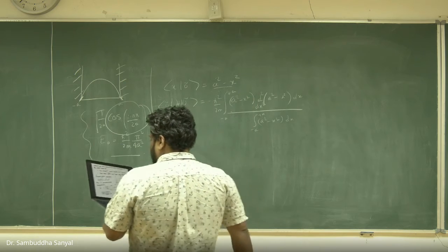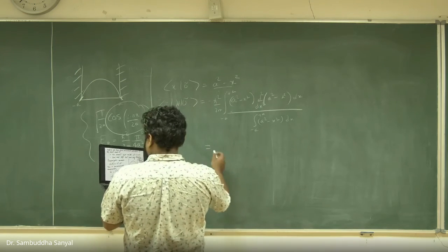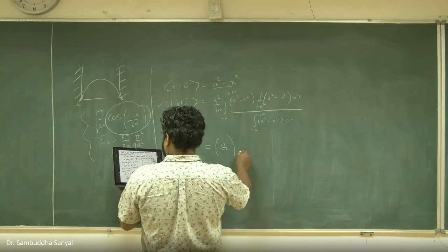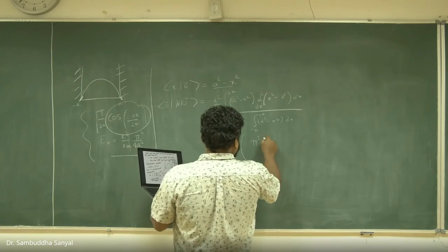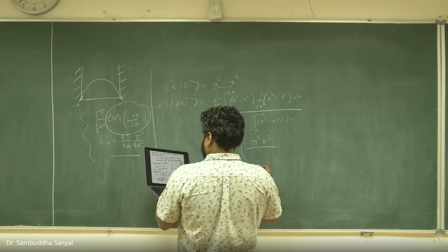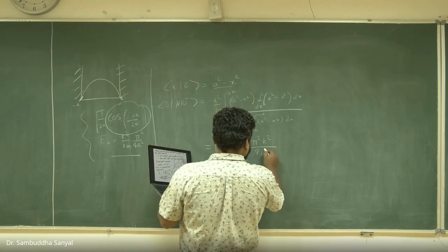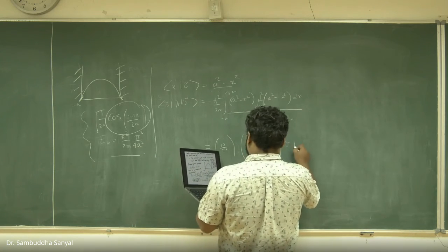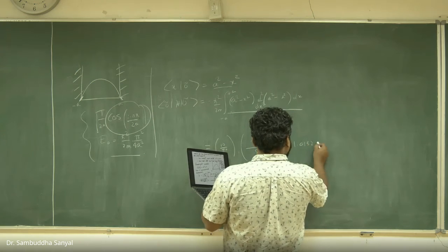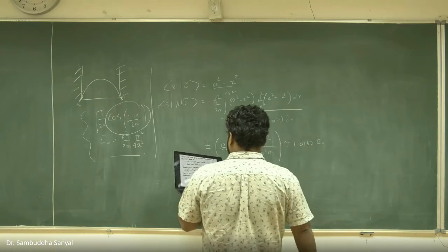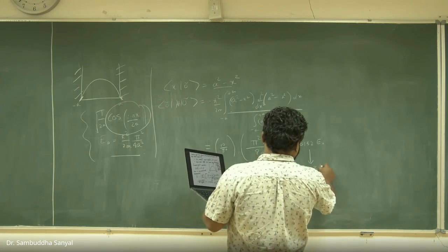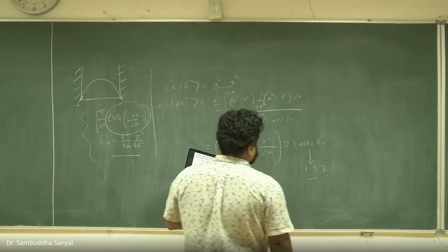Right? So if you do this integral, you will get 10 ħ² over π² m a², so you will get 1.0132 E naught, which is basically 1.3% close to accurate.